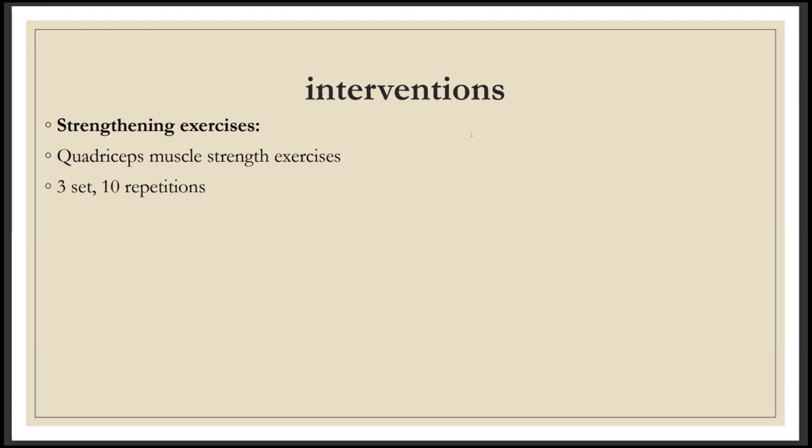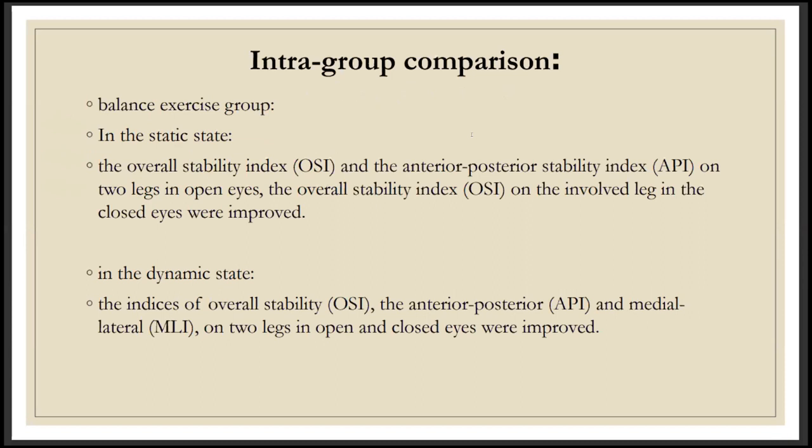In the results, we talk about intra-group comparison. Intra-group comparison showed that in the balance exercise group in the static state, OSI, or overall stability index, and API, and OSI on the involved leg in closed eyes were improved. Also in the dynamic state, OSI, API, and MLI on 2 legs in open and closed eyes were improved.